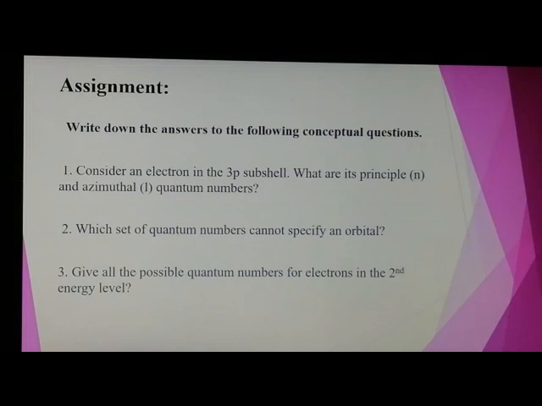And at the end, there is the assignment for my dear students. Write down the answers to the following conceptual questions.